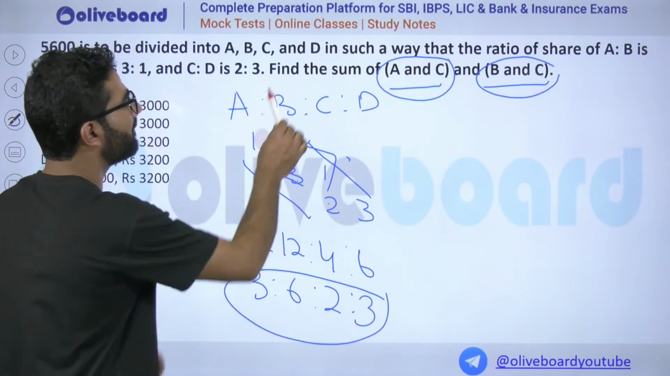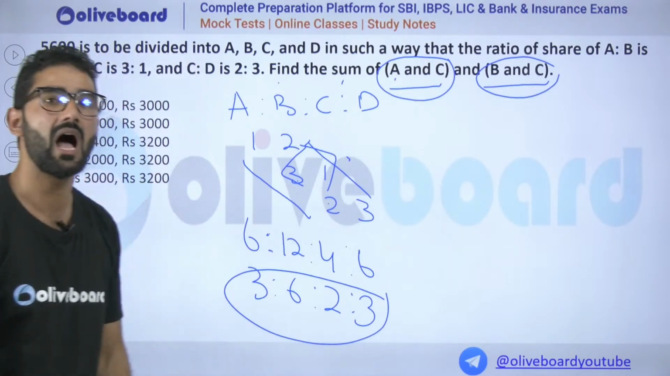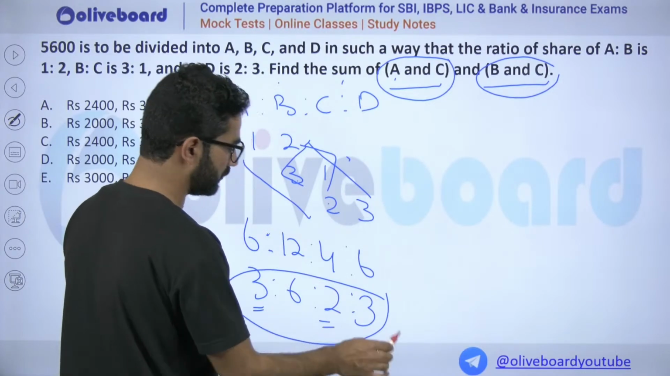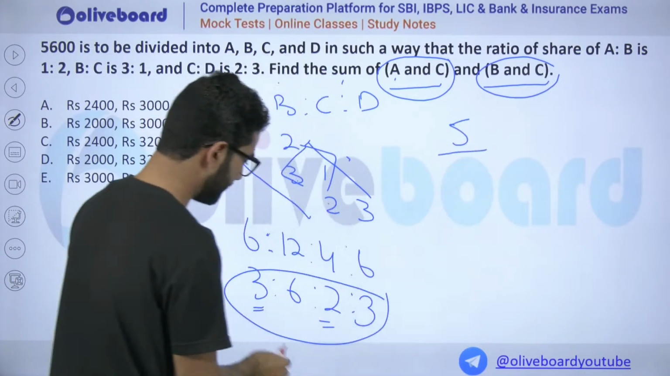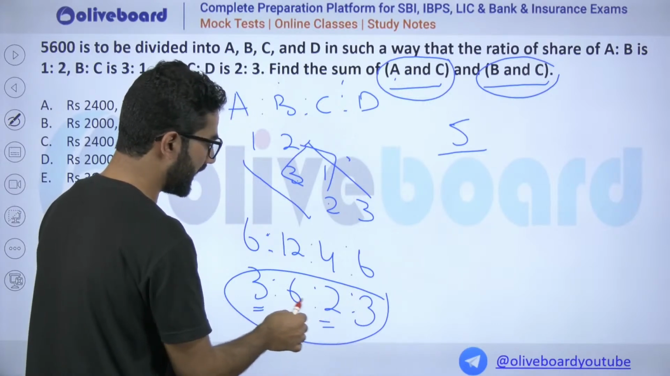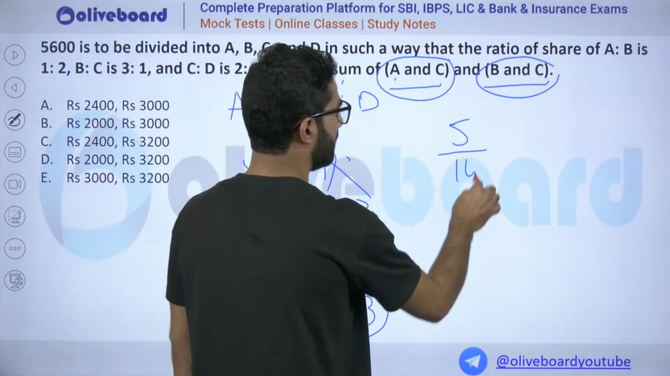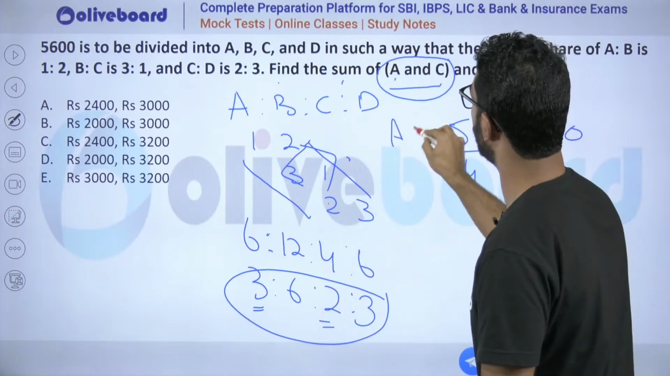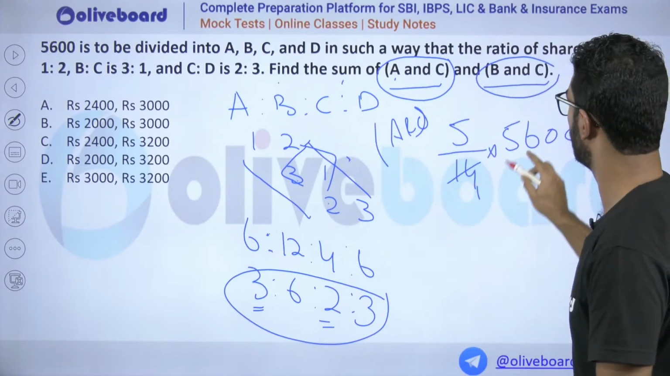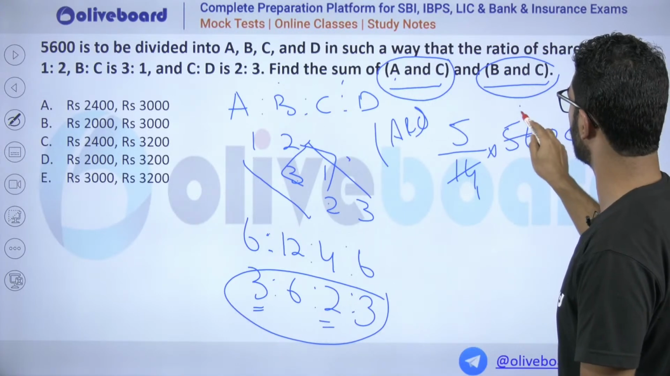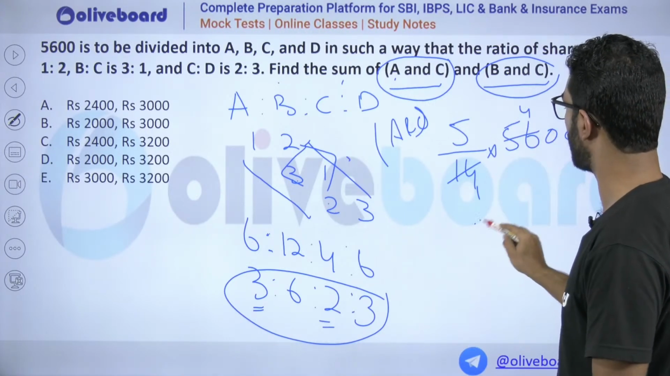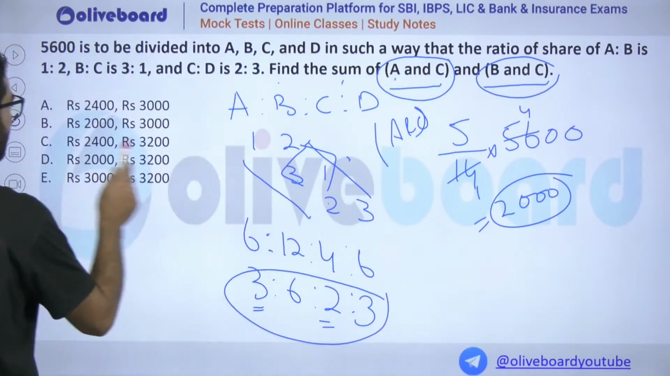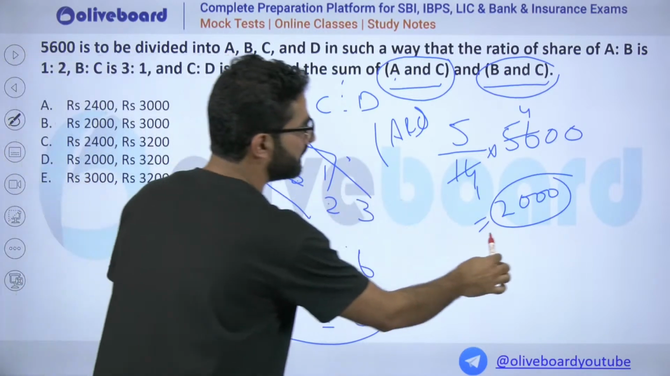Now the question is to find the sum of A and C. How much do A and C get? If I say the A and C ratio, A is 3, C is 2. So 5 upon how much? It will be 3, 9, 9 and 2, 11, 14. Multiply with 5600. So this is for A and C. Okay, so this will be 4 times, that will be 400. 400 into 5, that will be 2000. Okay, so I got the value for A and C. If it is clear, please let me know that we got the value for A and C as 2000.